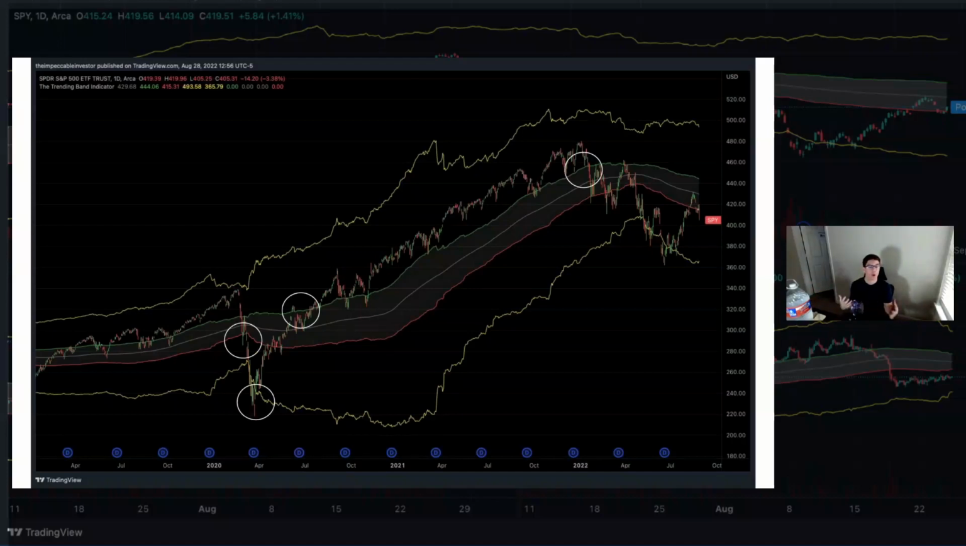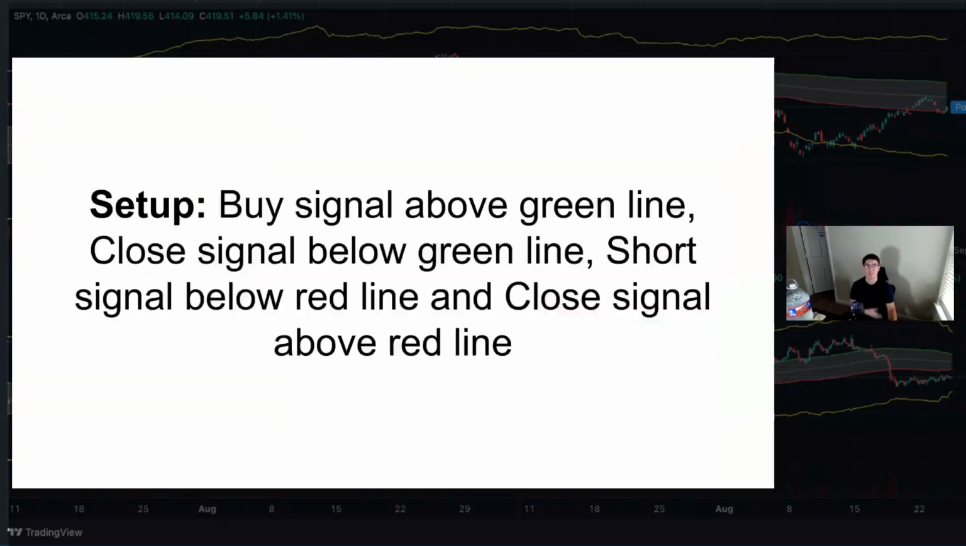Where are our buy and sell signals? If we're making money to the downside, we're shorting. We want to short when the lows are getting lower and the highs are getting lower as well, so that would be underneath this band. Our take profit would be when the highs are getting higher and the lows are also getting higher, so buying above the green band and selling when it breaks back below. The setup for this backtest: a buy signal is when it breaks above the green line, and it closes when it breaks back below. These are all moving average type setups. A short signal is below the red line, and a close signal is above the red line.